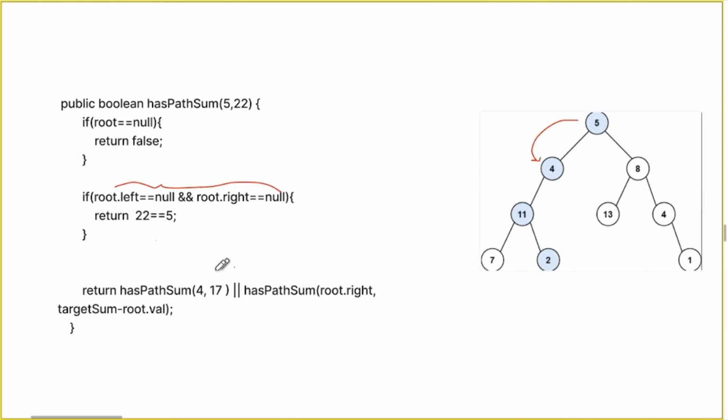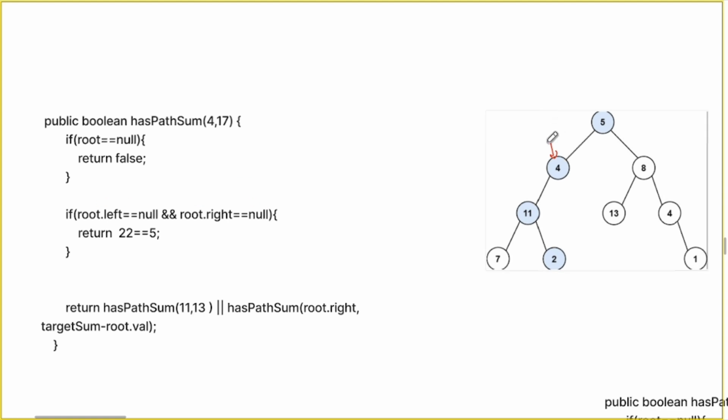So we are subtracting the values and we are calling the function again. At node 4, we are checking whether the node is a leaf node or not. No, it is not a leaf node. So what we are doing is we are subtracting the root node's value from the target sum and then passing it to the same function. Now our target sum is 17, and our root's value is 4. So we subtract and get 13, and we are calling the same function again with these values.